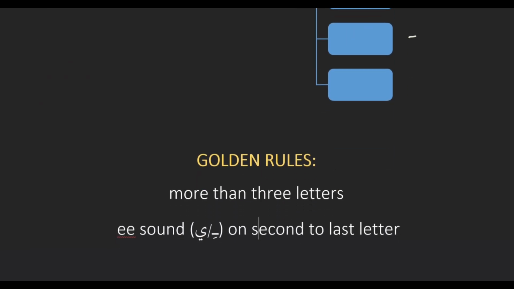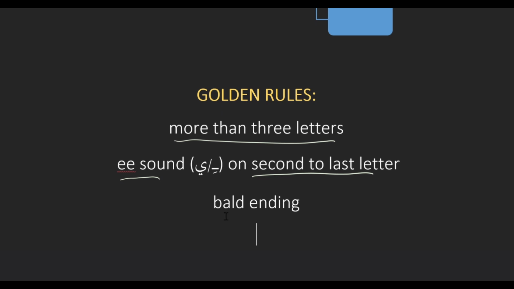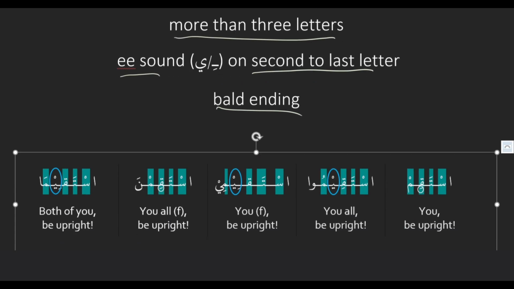So if you see a word with more than 3 letters, and then an E sound, meaning a kasra or a ya, on the second to last letter, then you're looking at a command. And of course, all commands have bald endings. So let's look at some examples.